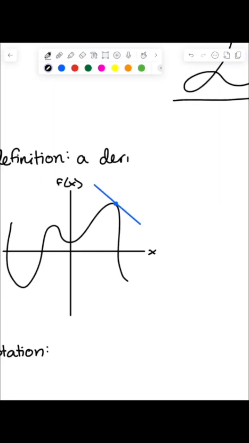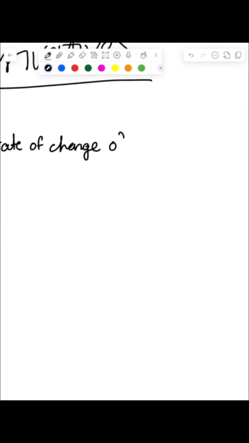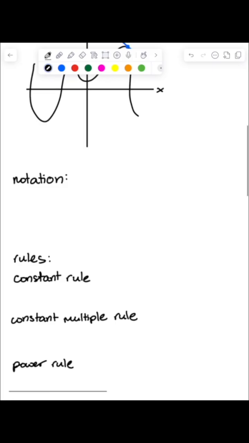To start, let's talk about what a derivative actually is. A derivative measures the rate of change of a function. You can also think of it as the slope of the tangent line to a graph at a point, as you can see in this graph. So when we take a derivative, we're measuring how a function is changing at any given input value.